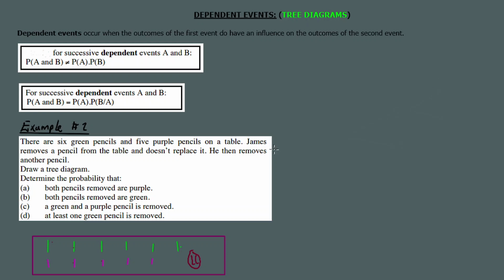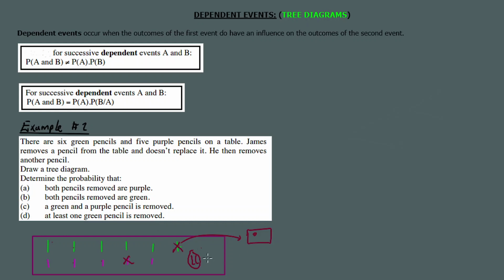But James comes in now. He removes a pencil from the table and does not replace it. Let's say he takes a green one and puts it in his pencil case. He takes these pencils at random. So let's say he takes green, for example, and puts it in his pencil case. He then removes another pencil. Let's say this time he takes a purple one.